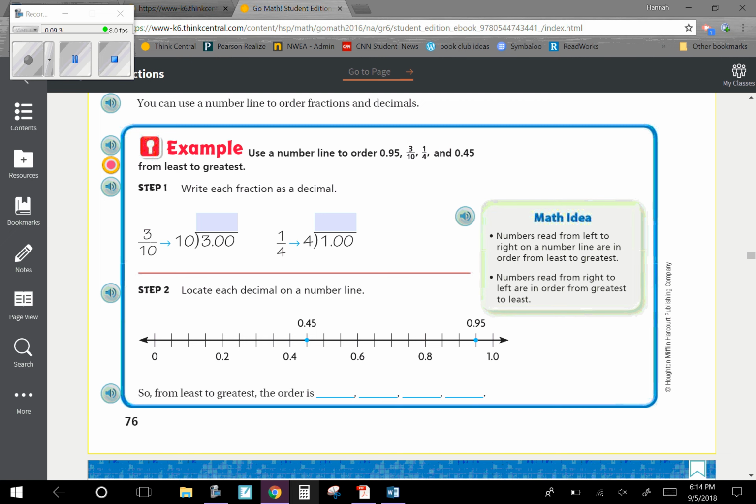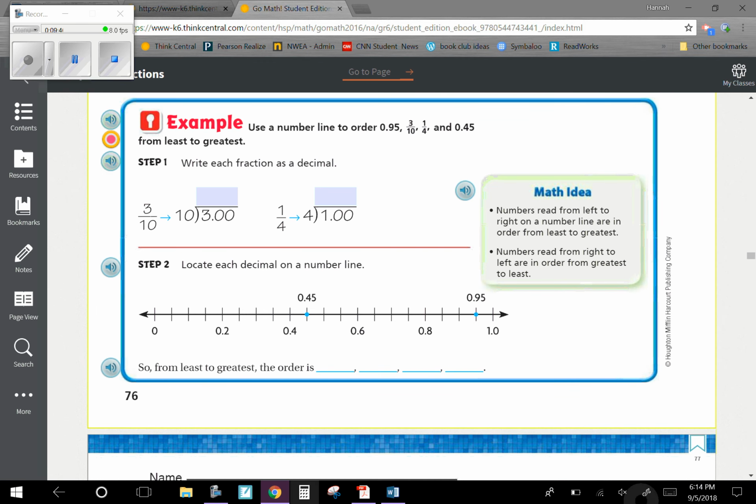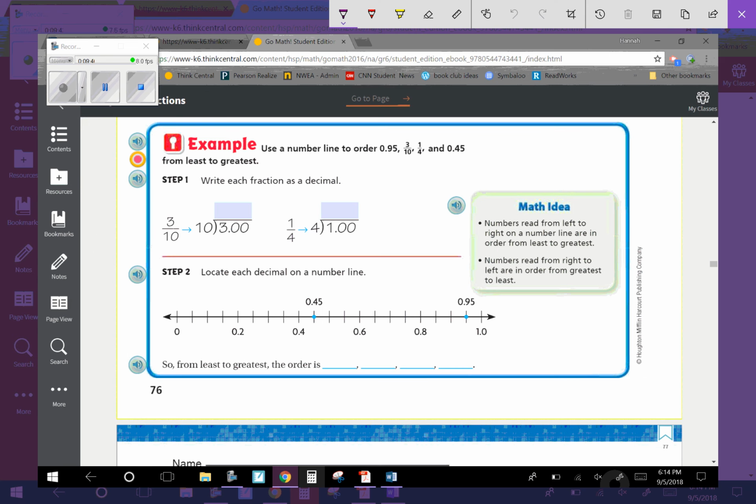We can also use a number line to order fractions and decimals. An example of that is that we're going to use a number line to order 95 hundredths, 3/10, 1/4, and 45 hundredths from least to greatest. Make sure you're paying attention to the directions because they flip those on you sometimes. Sometimes they say least to greatest, sometimes they say greatest to least. So just always pay attention.